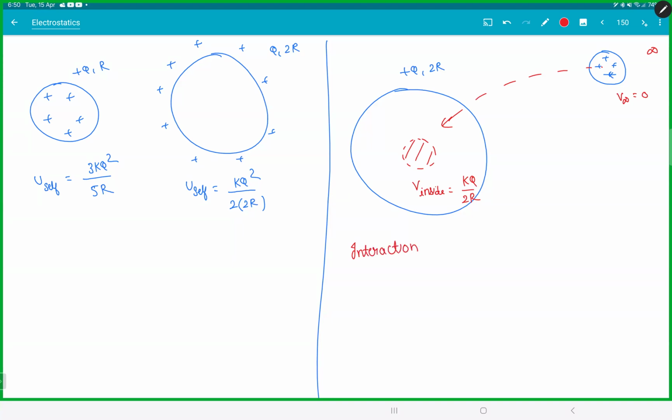So to bring it from infinity to here, I need to give the charge, that is q, into V inside minus V infinity. So that will be q into kq by 2r. So this is your interaction energy. This much energy you have to provide in order to bring them closer. Then you're done. So the total energy will be the 2 self energies and 1 interaction energy.